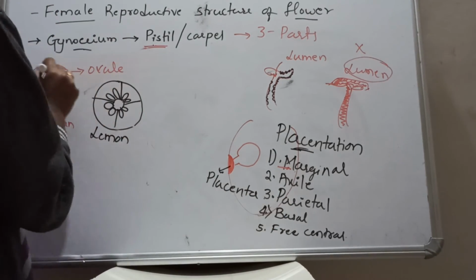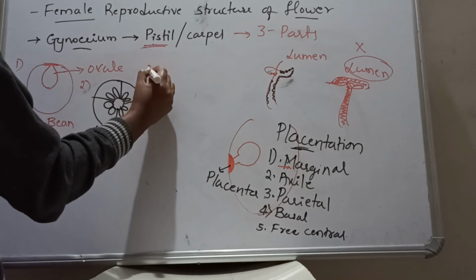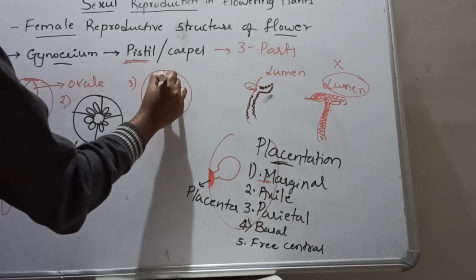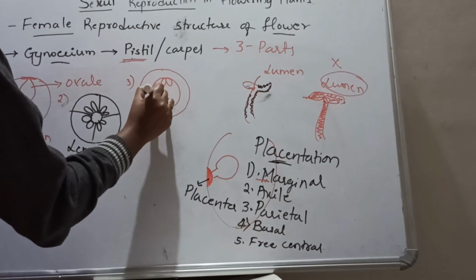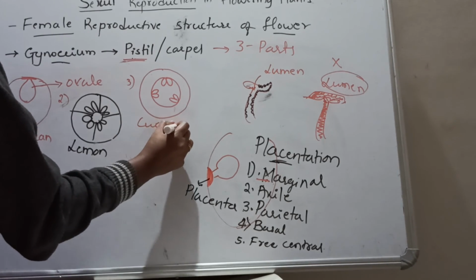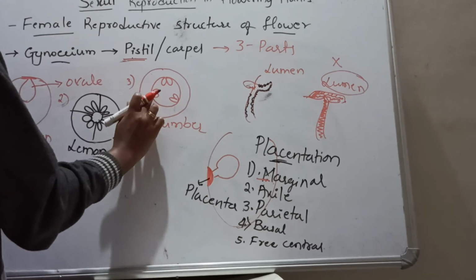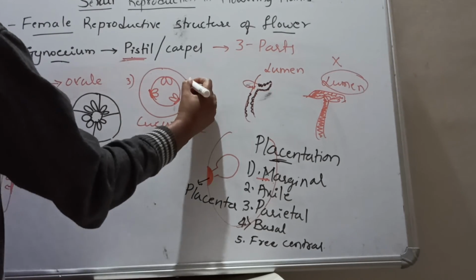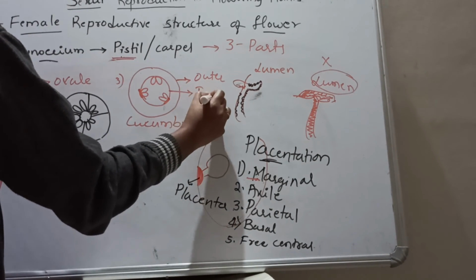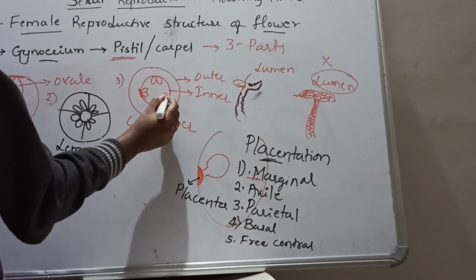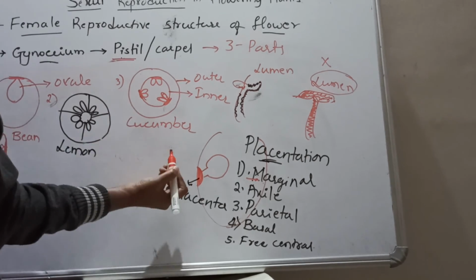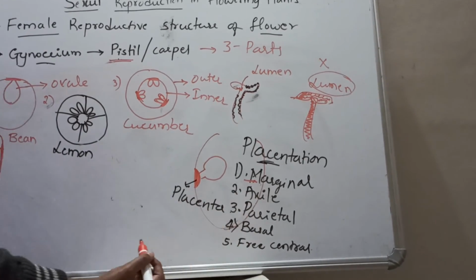And the third one is parietal placentation. Parietal placentation means it is the ovary, and the ovules get attached to the inner wall of the ovary. For example, cucumber. It is the outer wall of the ovary, and it is the inner wall of the ovary. Here, these are the ovules, and they get attached to the inner wall of the ovary. That is called parietal placentation.